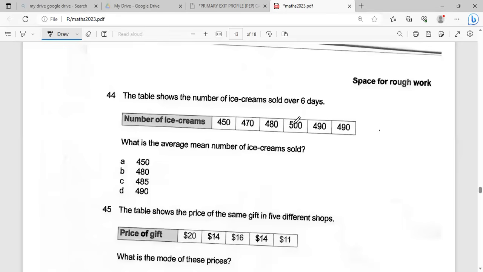So if we take 20 off of this it becomes 480. So may I distribute this. So I'll put it on this, it becomes 470.